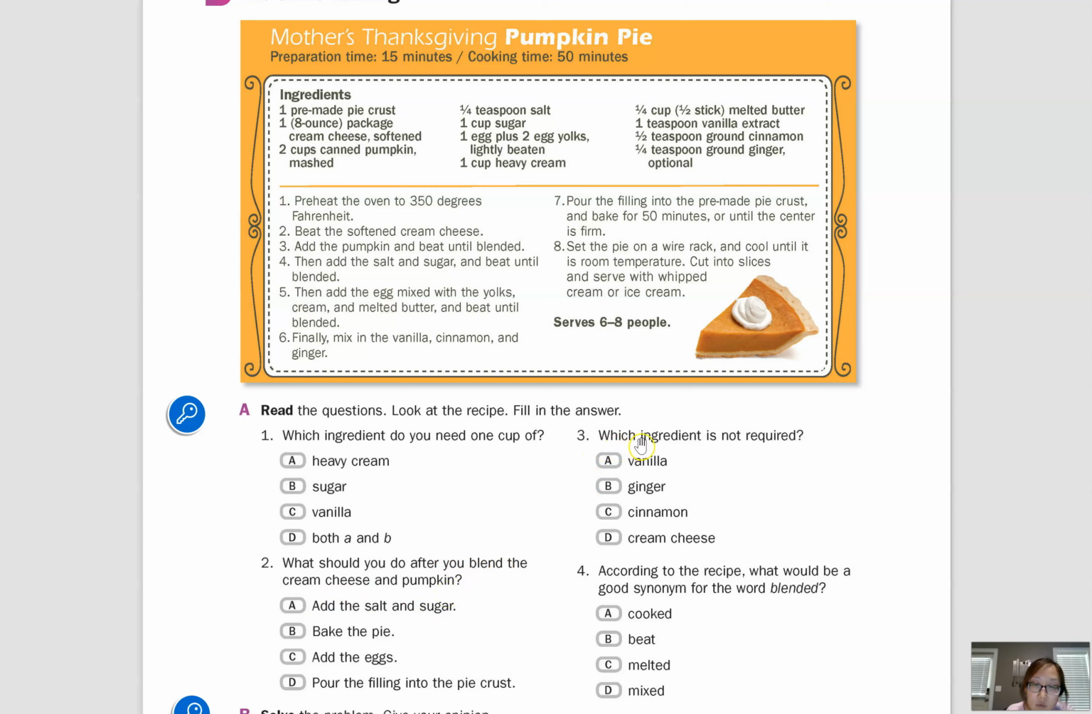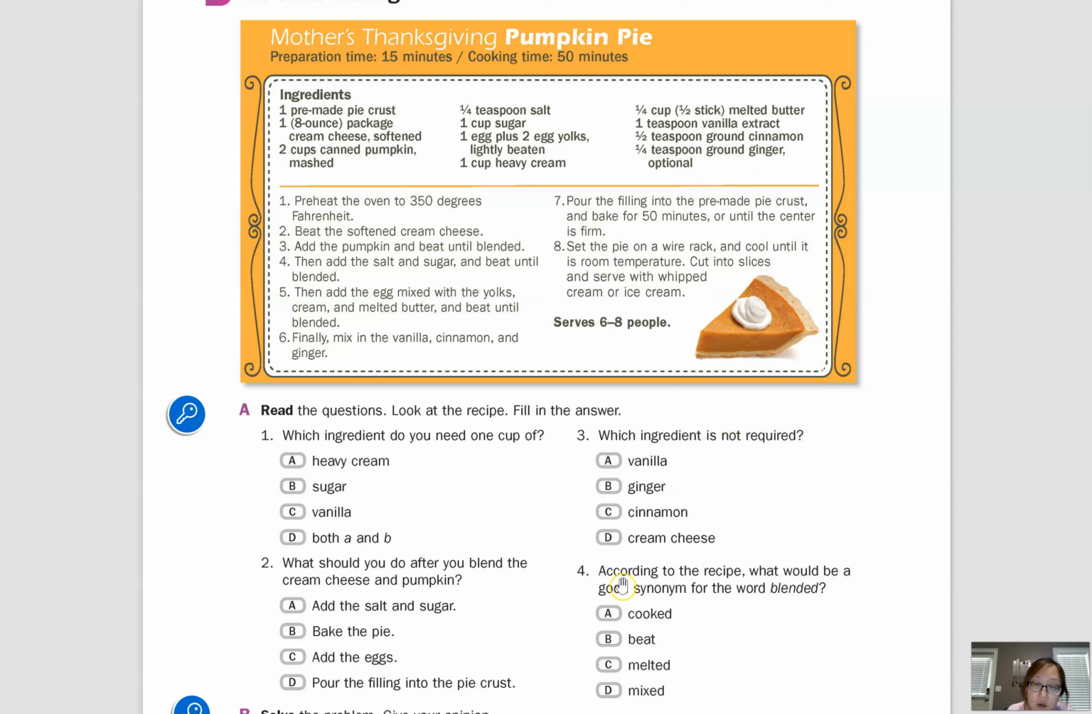Okay, and then number 3, which ingredient is not required? Okay, so if you look here, it says the quarter teaspoon of ground ginger is optional. So you can say ginger is not required.